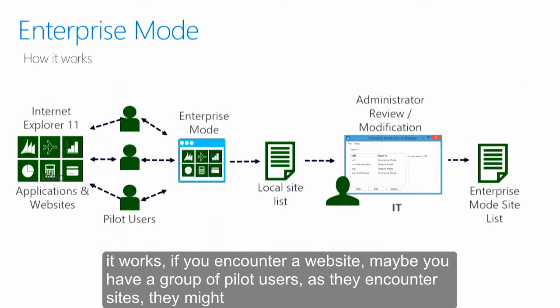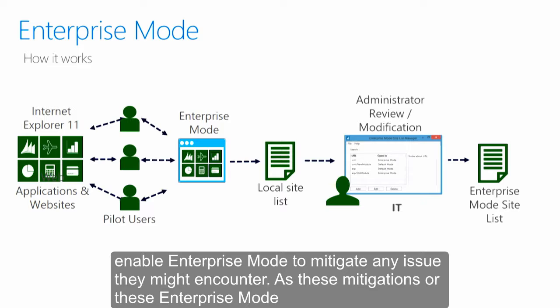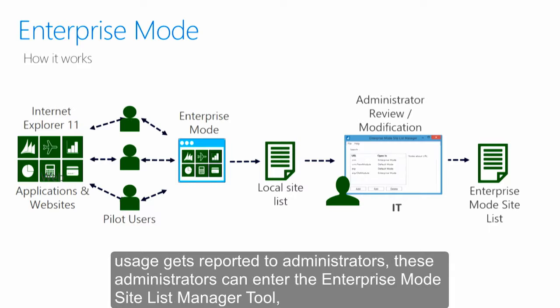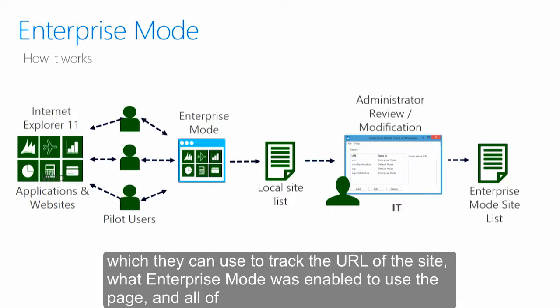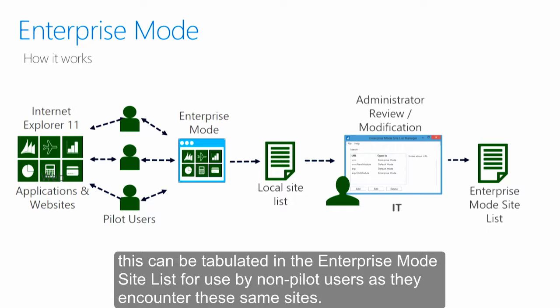So a little bit about how it works. If you encounter a website, maybe you have a group of pilot users, as they encounter sites, they might enable enterprise mode to mitigate any issue they might encounter. As these mitigations or this enterprise mode usage gets reported to administrators, these administrators can enter the enterprise mode site list manager tool, which they can use to track the URL of the site, what enterprise mode was enabled to use the page, and all of this can be tabulated in the enterprise mode site list for use by non-pilot users as they encounter these same sites.